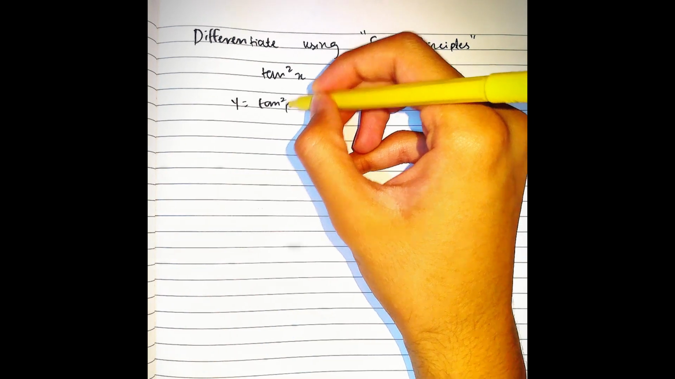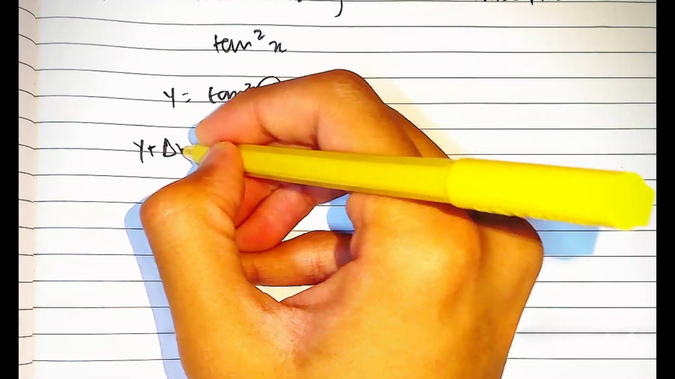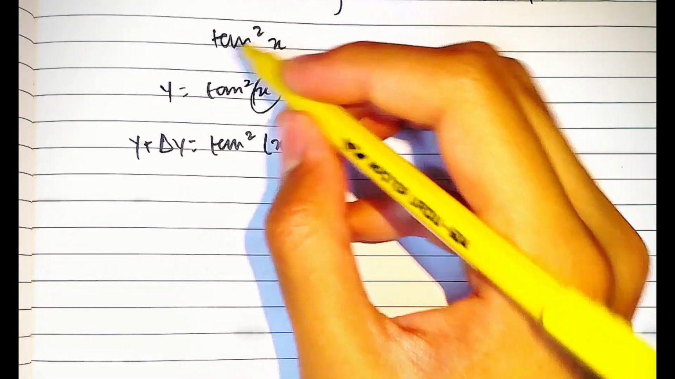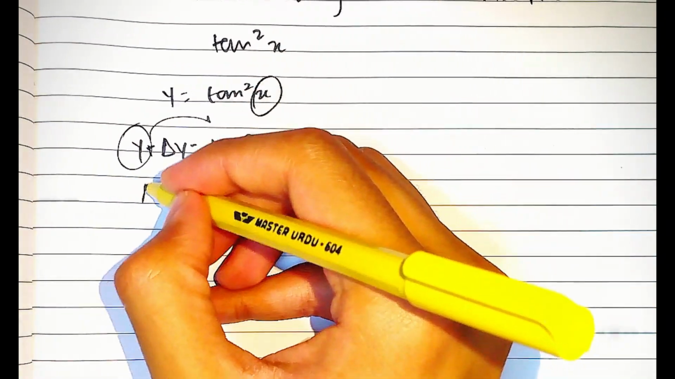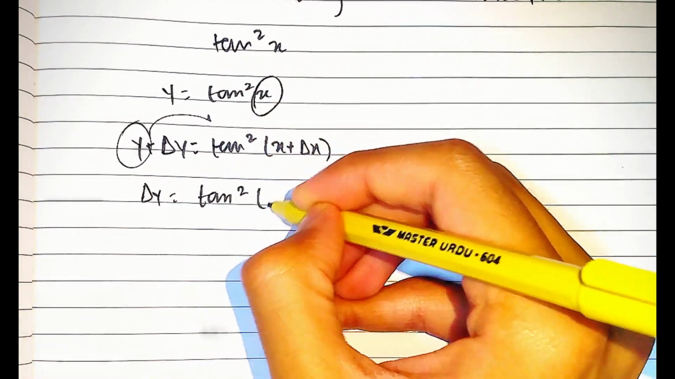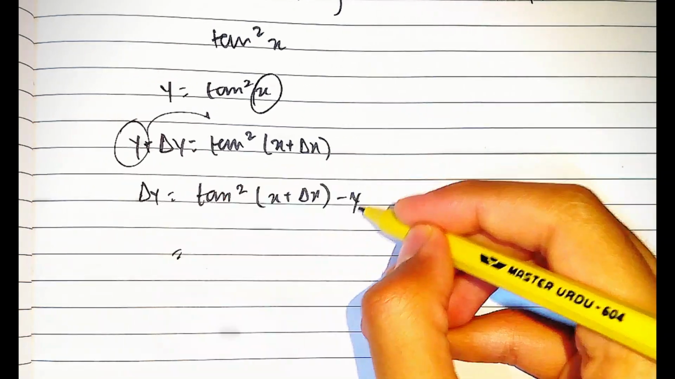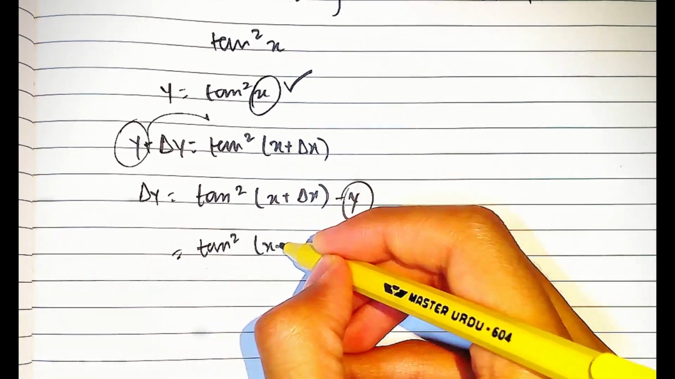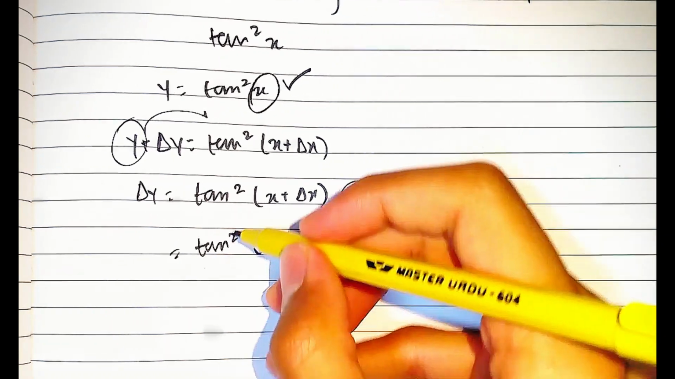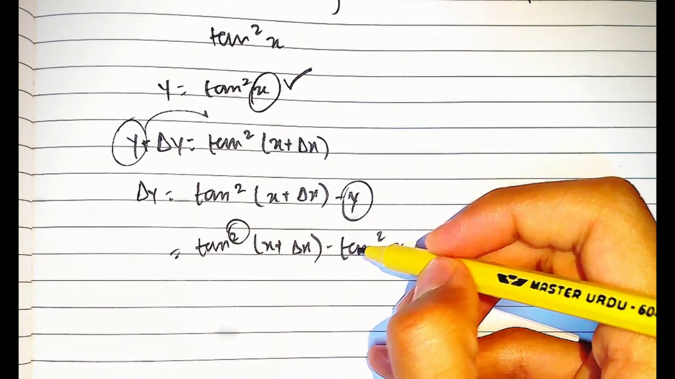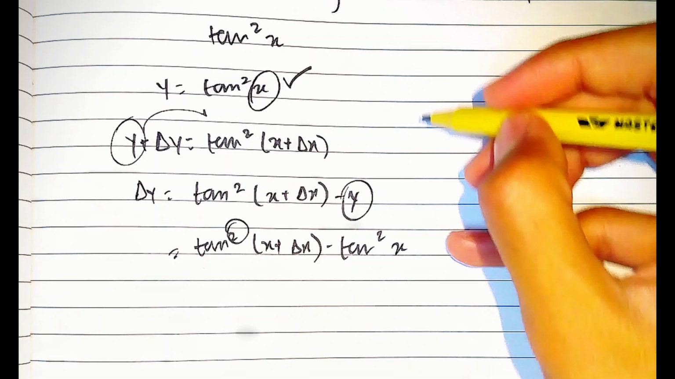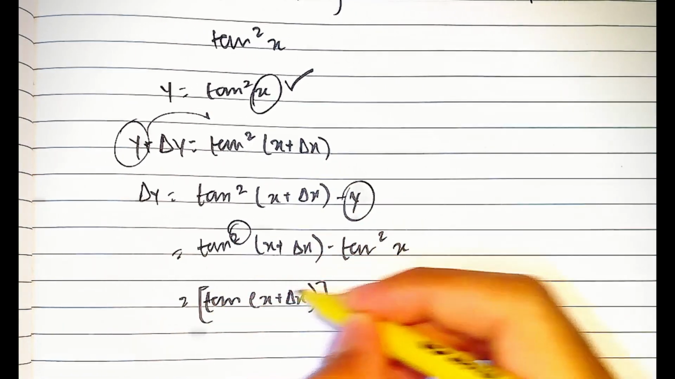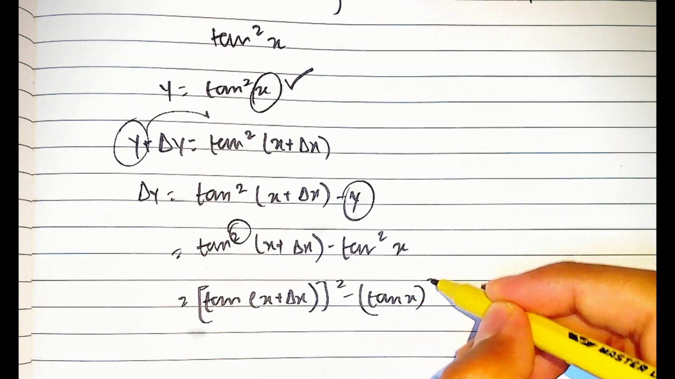Now let's make the increment in the variables. So y plus delta y would be equal to tan square x plus delta x. Okay, I'm going to move this y to the opposite side of the equation. So delta y would be equal to tan square (x plus delta x) minus y, and this y is equal to tan square x, so I can put the value of y as tan square x. Now you can see that this is tan square x plus delta x, and this is tan square x, separated by a negative sign. This can also be written as tan x plus delta x whole square minus tan x whole square.